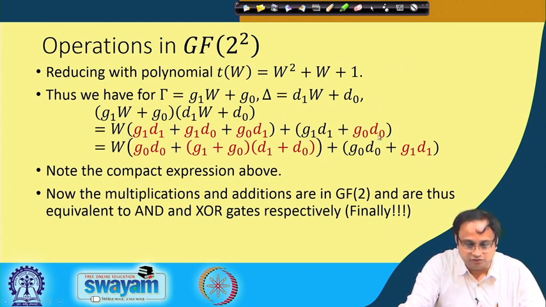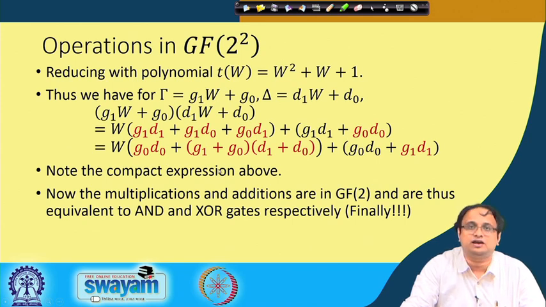Note that if I do that in this fashion, I will have 4 independent multiplications, which I have colored in red. You can also write that in an equivalent form as shown here, but now you have to do only 3 multiplications, albeit at the cost of a few more XORs. Note the compact expression. Interestingly, the multiplications and additions are now in GF(2), which means they are 1-bit elements, and therefore they are nothing but AND gates and XOR gates.